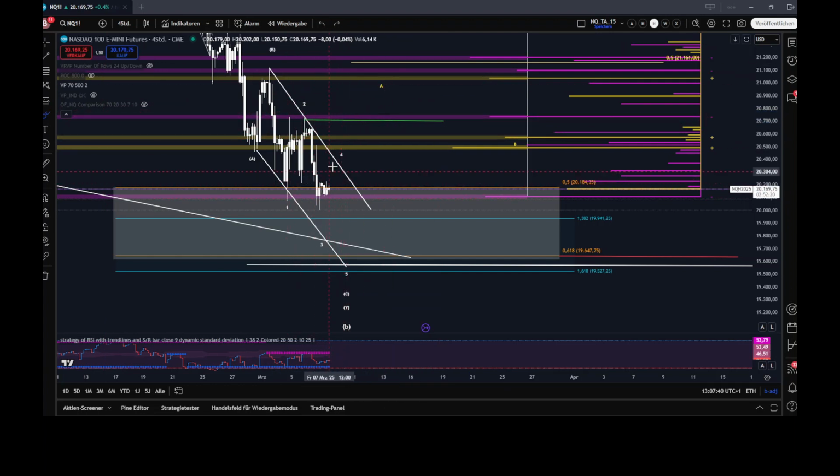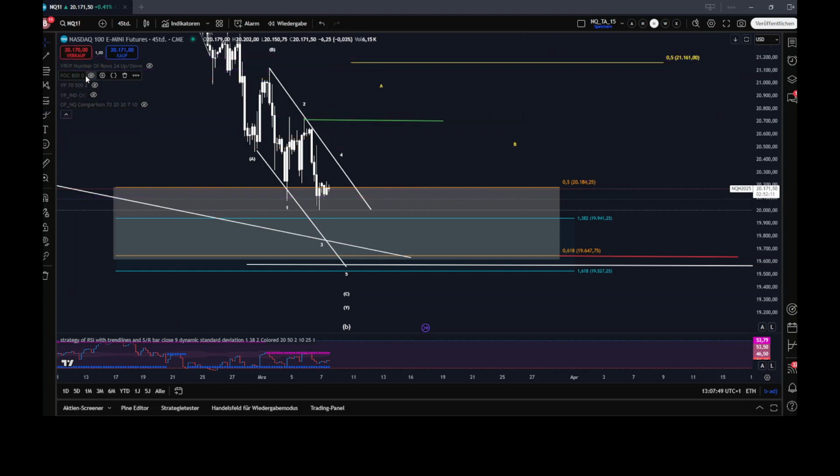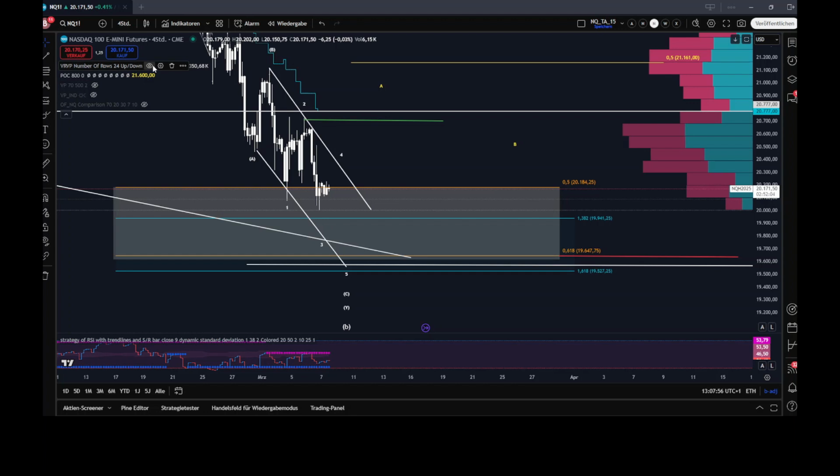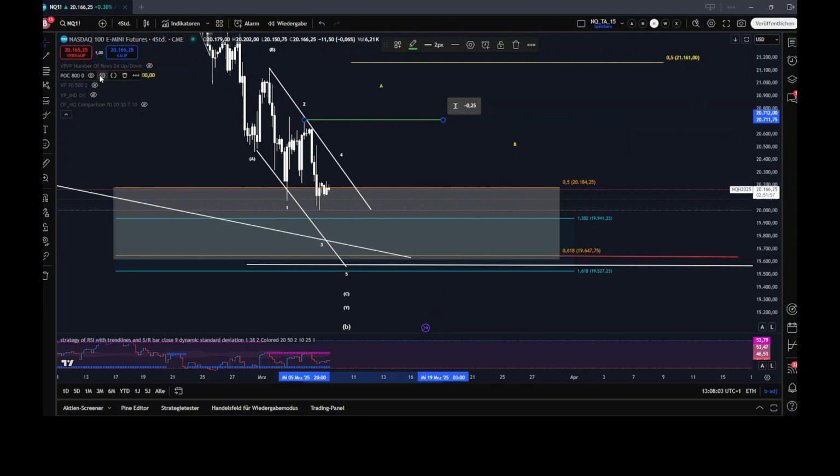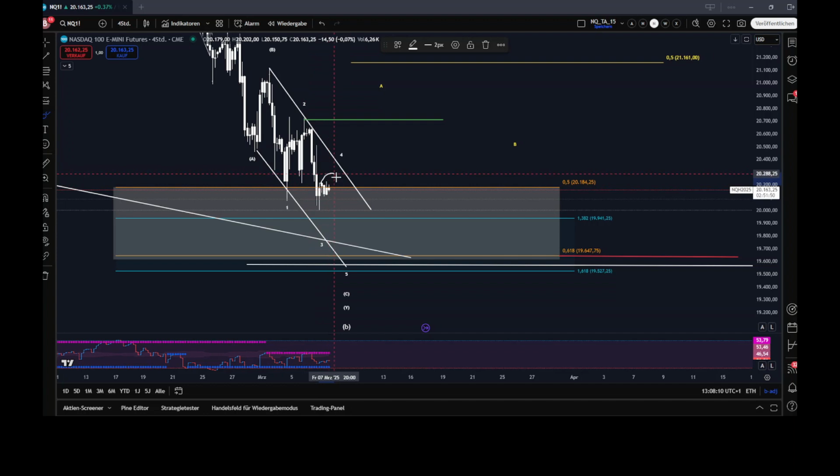Let's see. As long as we are not having confirmation here, I would still think that we're moving in this channel to the downside. And I think that's a good proportion to be a little bit on the side of caution here. Point of control is above us on this value area here. Let's see. It could be interesting, but I still think as long as we are not taking this high here at the 20,715, I would suggest the continuation in this channel still goes further.